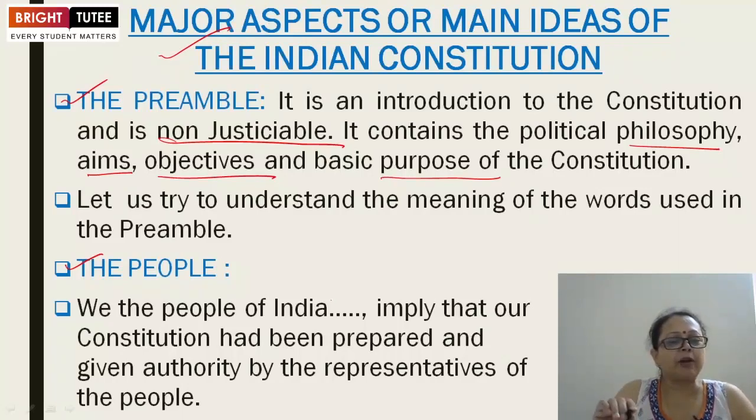So "we the people of India" implies that our constitution had been prepared and given authority by the representatives of the people. Authority is given to whom? Representatives. And who are the representatives? They are elected by the people. So we are giving them the authority to rule over the country.